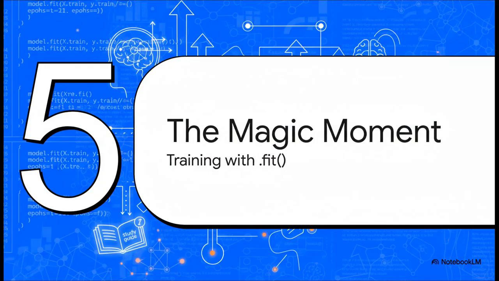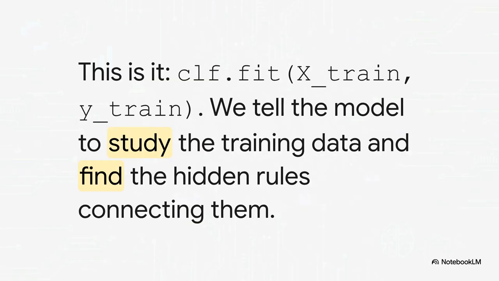Okay, deep breaths, everyone. This is it. Section 5, the magic moment. This is what it's all been leading up to. We've got our data split, we've got our empty brain. Now it's time to actually make it learn. Seriously, look at this line of code, clf.fit. This is the absolute heart of machine learning. This .fit method is the go button. It's the command that tells the AI, okay, it's time to study.